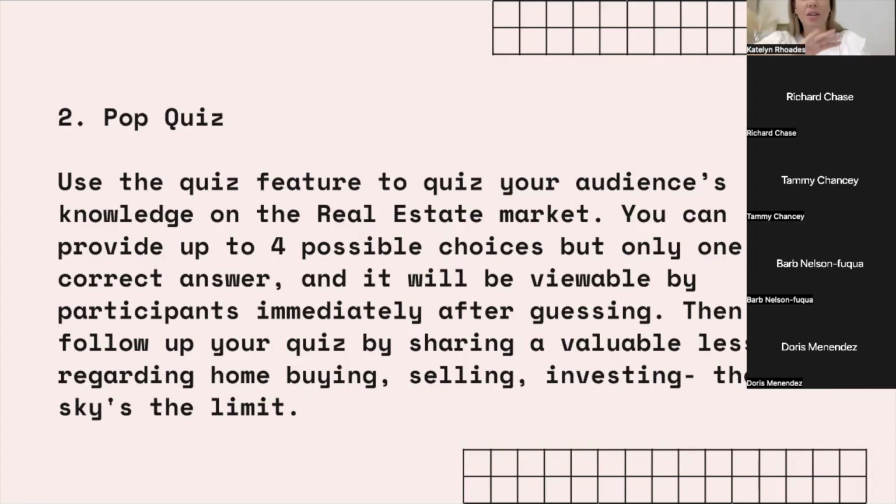The next one to spark engagement on your stories is a pop quiz. So you can use the quiz feature, which I'll show you in a minute, to quiz your audience's knowledge on the real estate market. You can provide up to 4 choices for them to choose from, but just one is the correct answer. And it will be viewable by everyone. Immediately after they guess the question, it'll tell them if they're right or wrong. So you can always do a quiz sticker and then answer it afterwards.